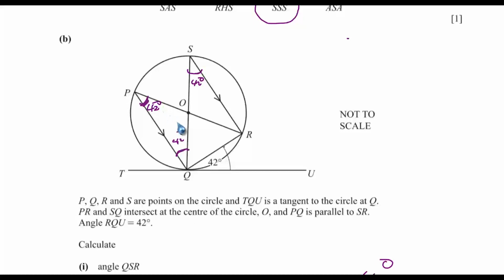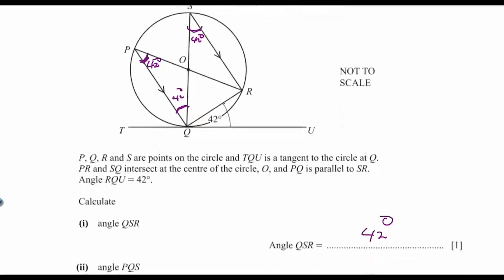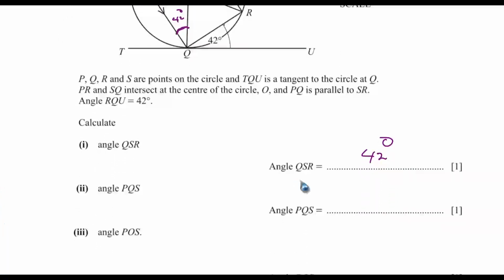Why? This triangle POQ is an isosceles triangle, so the base angles are equal. So that is one way of getting it. Another way is to say PQ and SR are parallel lines. If you look at this angle at point S here and angle at point Q here, they are alternate angles. So that is another way you can get the value of angle PQS. So I'll put 42 degrees here.